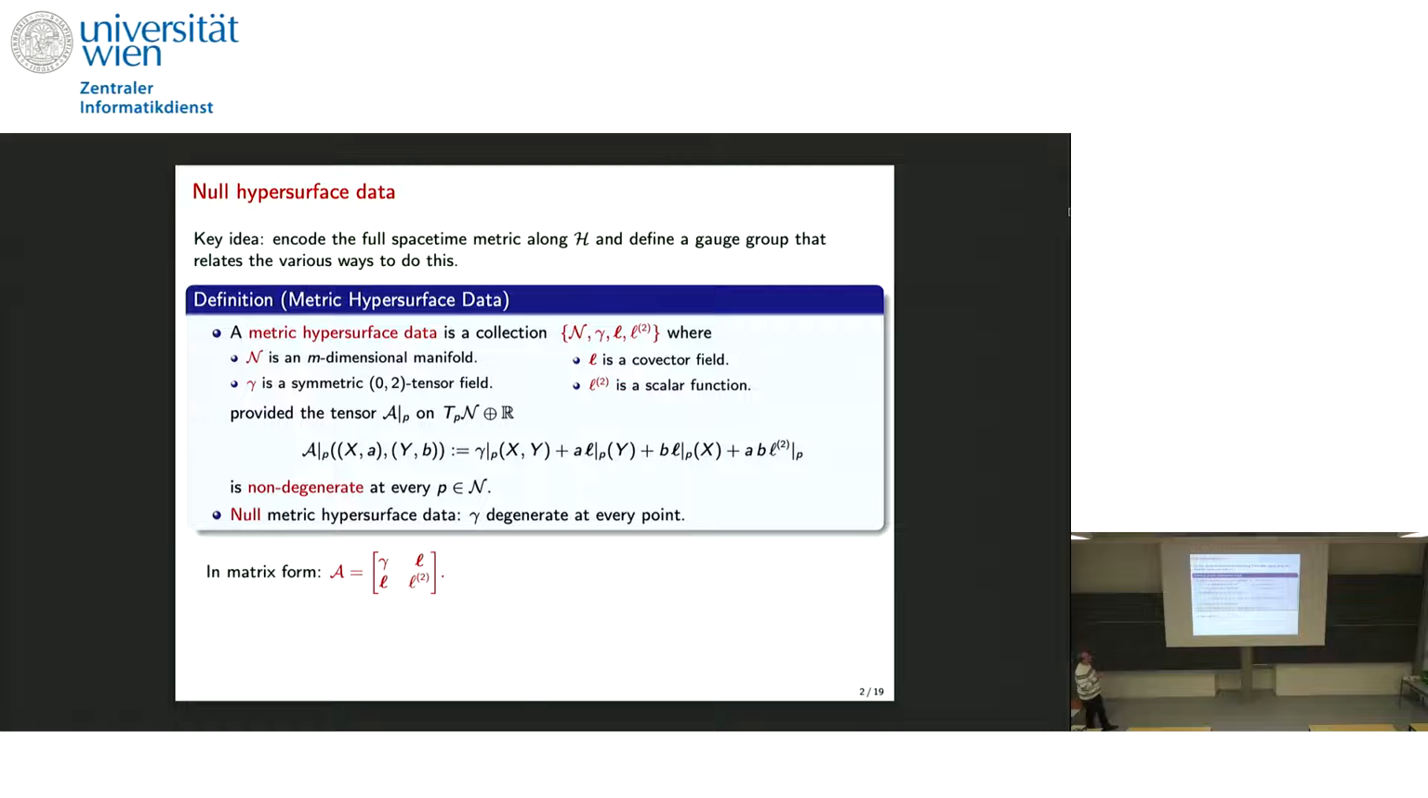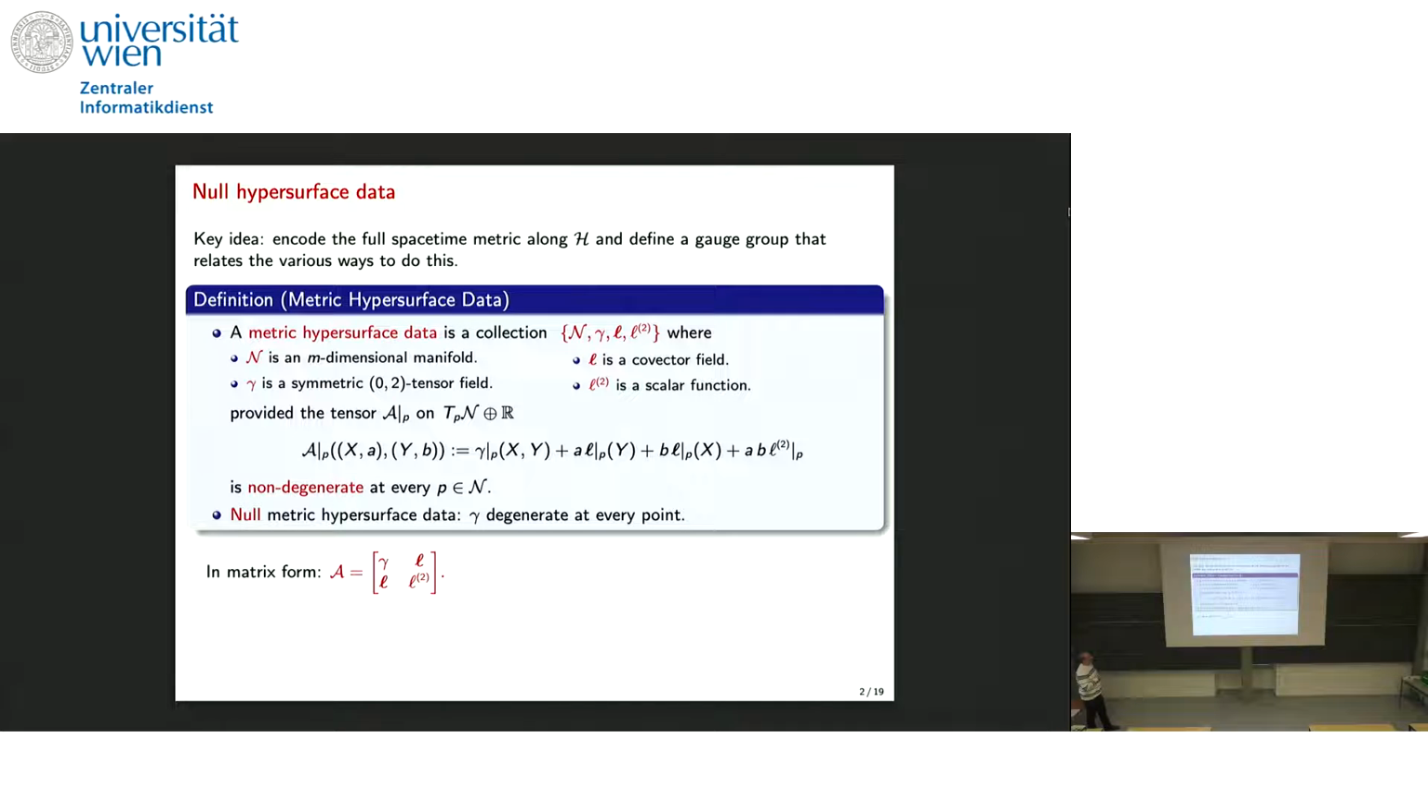We will say that the data is null by definition if gamma is a degenerate symmetric 0-2 tensor. You can think of this as follows: you can think of A as a matrix in n+1 dimensions. So you have an n times n block gamma here, the one-form L here, the transpose here, and the scalar there.